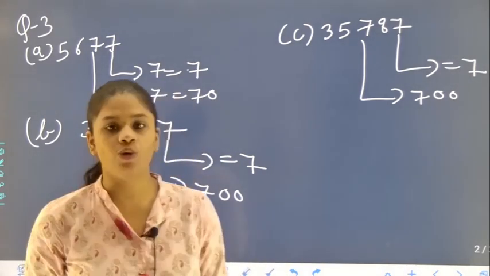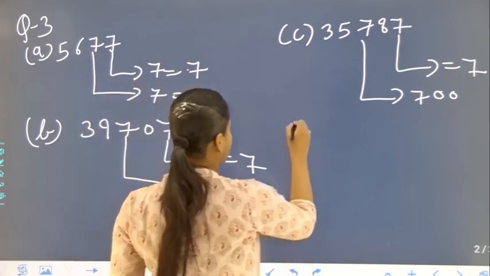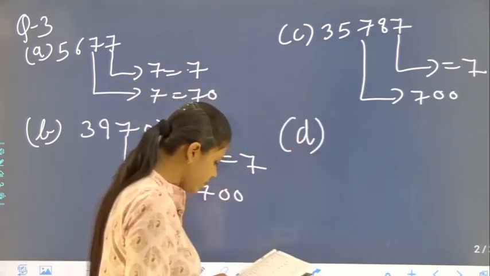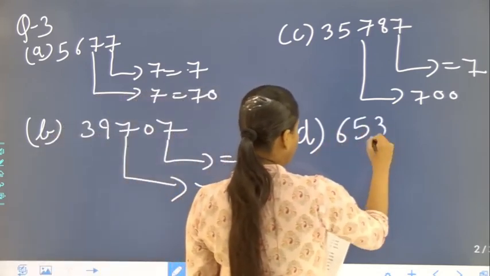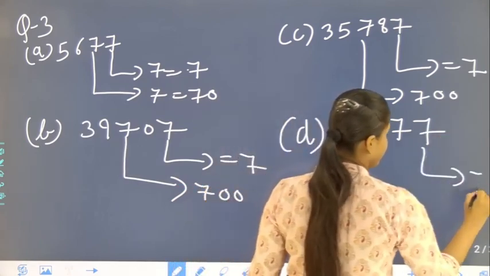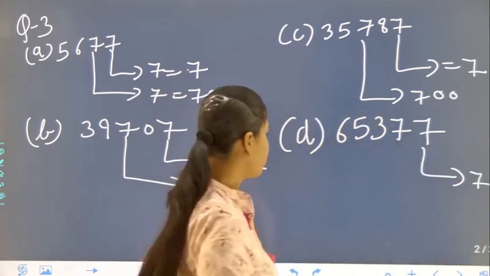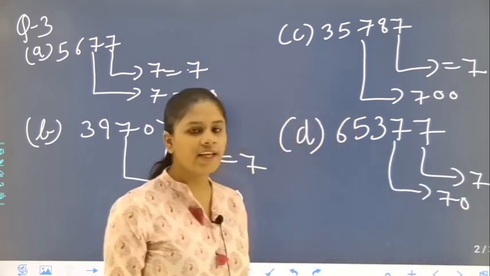I will solve only 4 parts for you, and the rest of the parts, students, are your homework. Now move to the next part, that is D. 65,377. Again 7, that is only once. Now move to the next, that is 70. What will we call this? Tens.